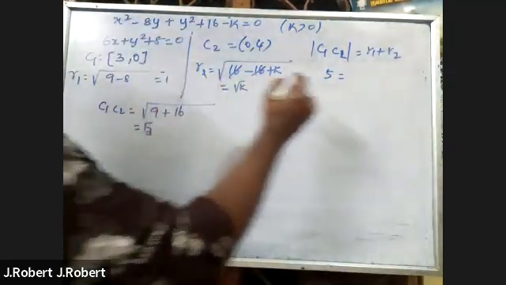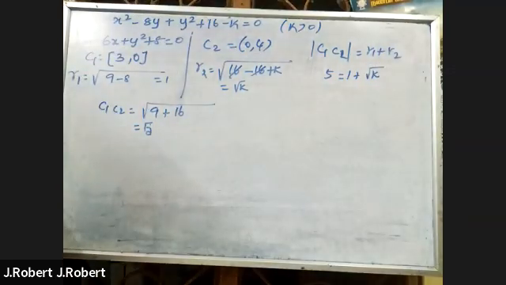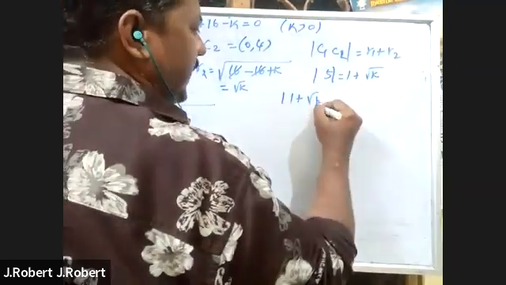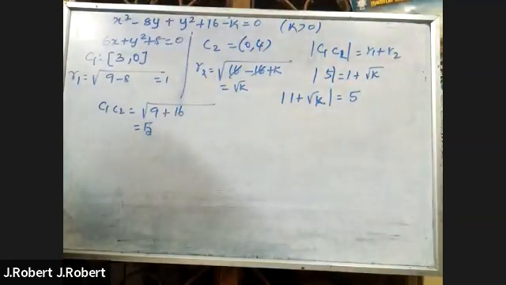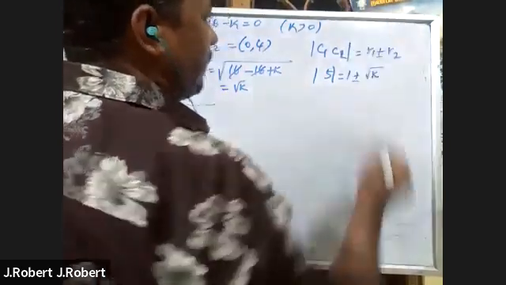r1 plus r2, r1 is 1 and r2 is root k, isn't it? So your r1 is equals to 1 and r2 is equals to root k. Whenever the circles touch each other, the condition is modulus of c1 c2 is equals to r1 plus r2. So now 1 plus root k, and modulus of 5. So 1 plus root k is equals to 5, right? Therefore we can say this has to be plus or minus, then only the conditions hold, so it is 1 plus or minus root k.